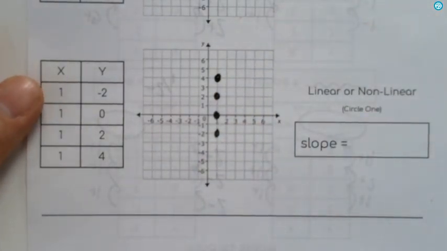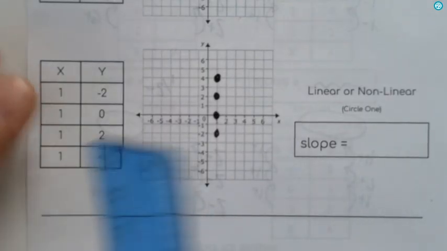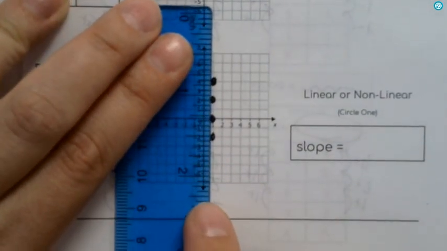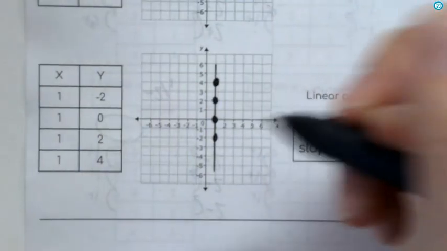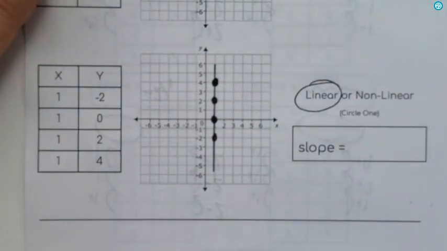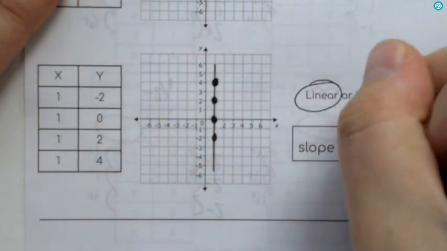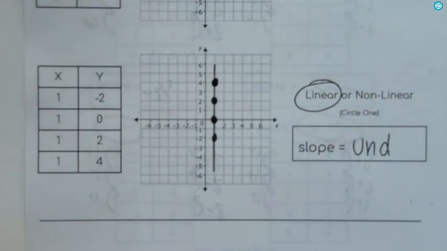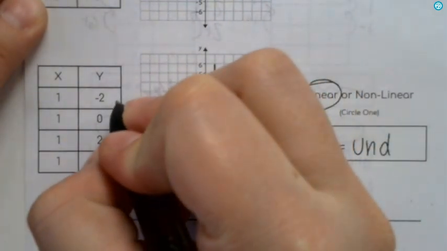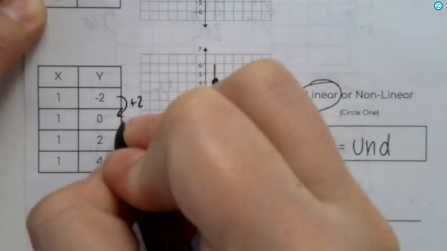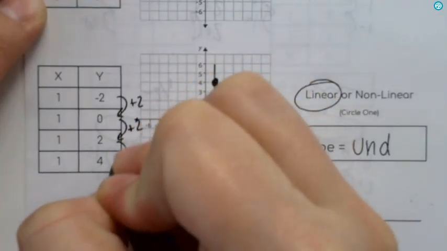Okay, is that a line? Yeah, those are perfectly in a straight line. That one is linear. What is the slope of this line? Undefined. Okay, I want to show you guys, if you were to get one that looks like this on a table without a graph, you would say, okay, well, my change in my y values is always up 2. Going up 2 every time.